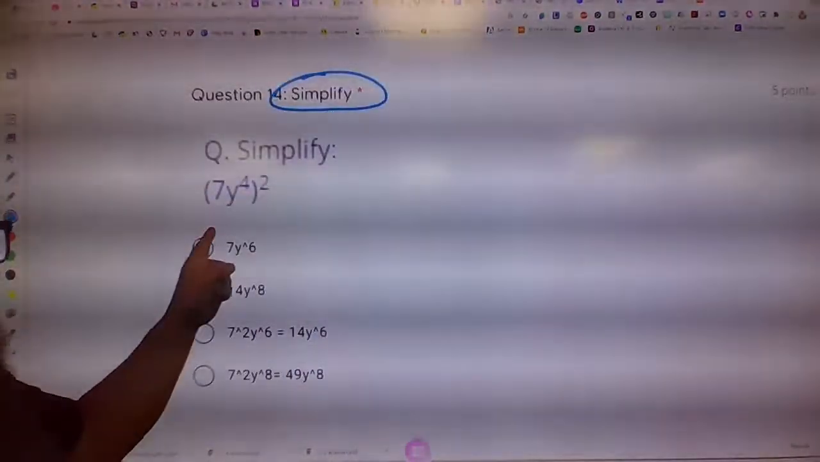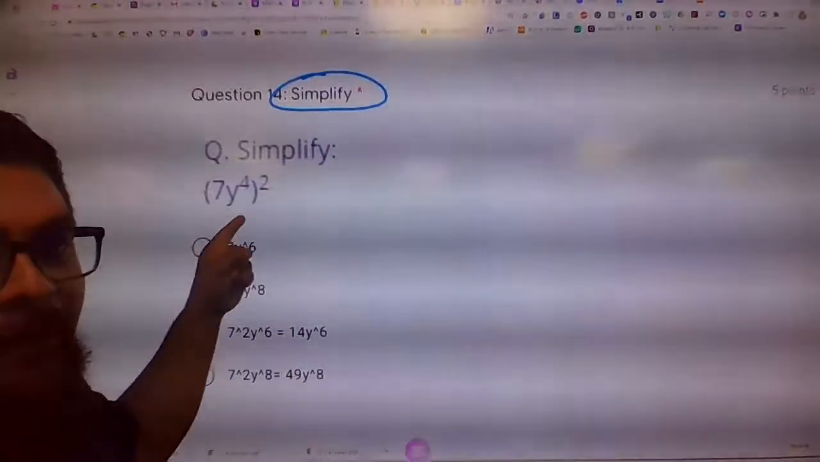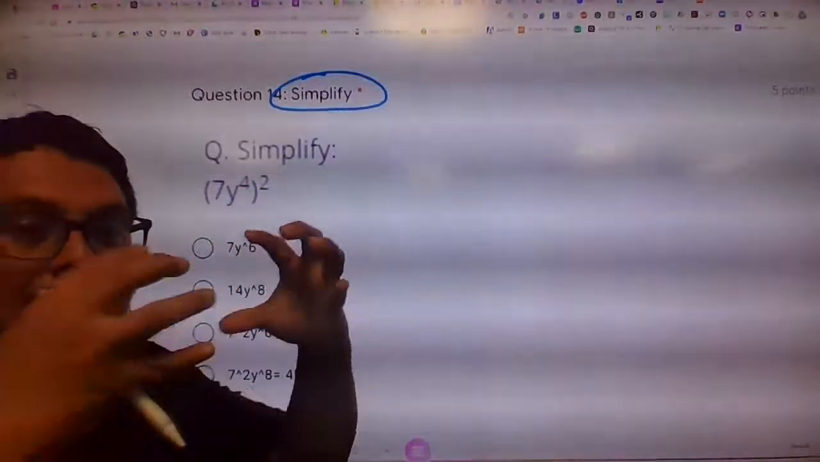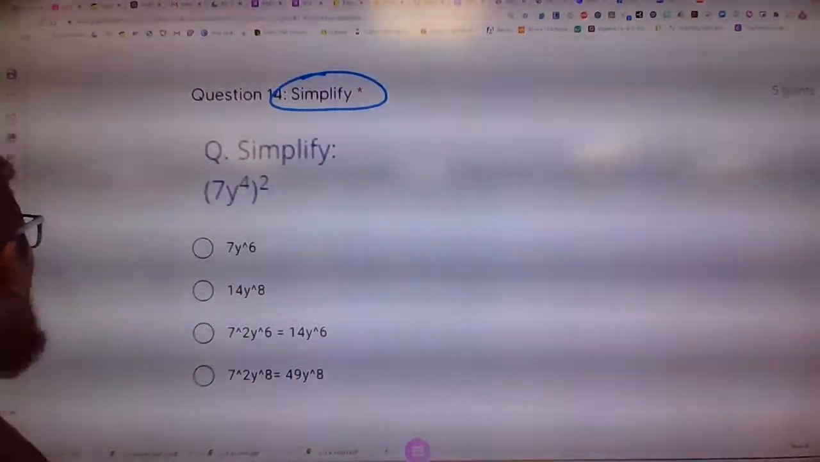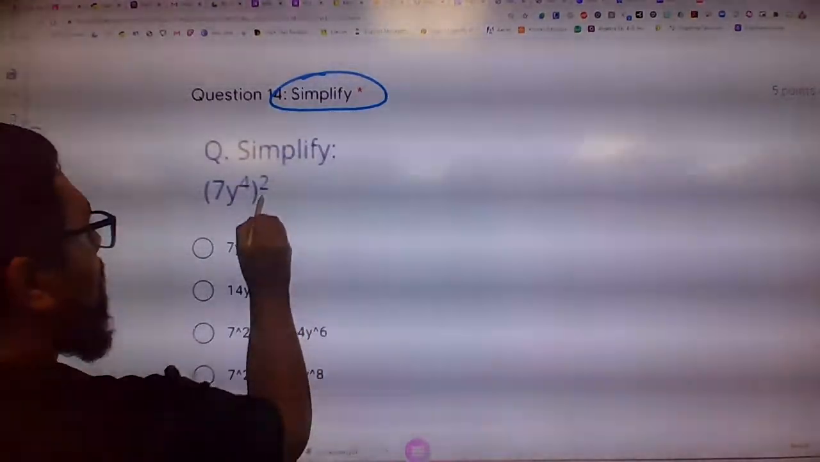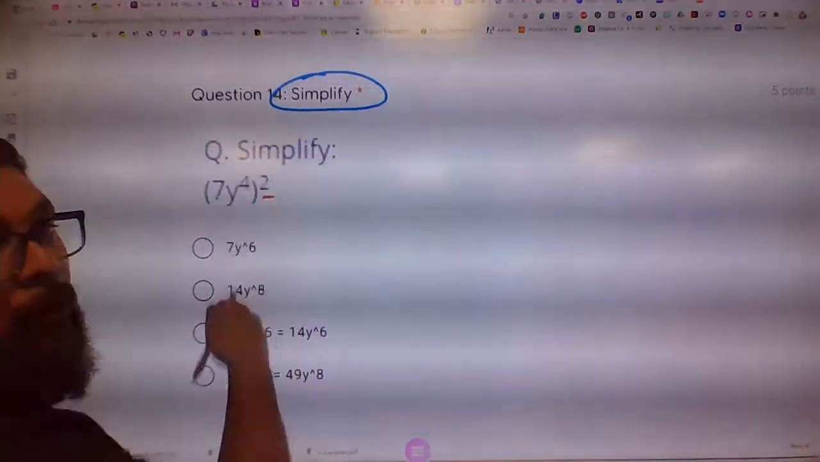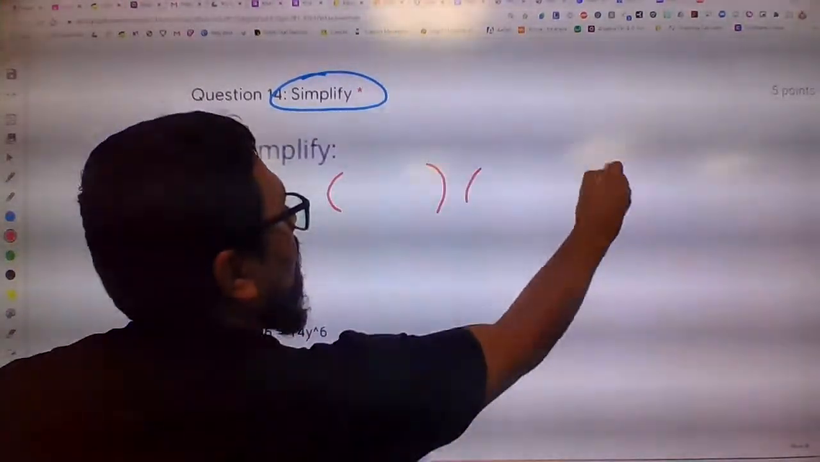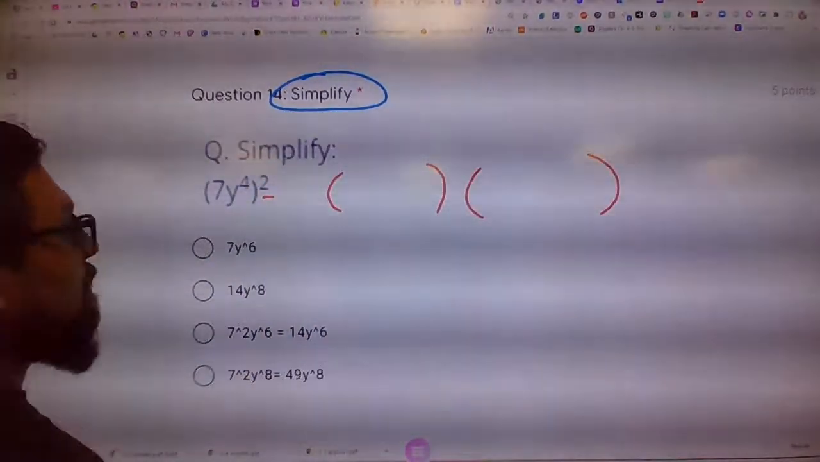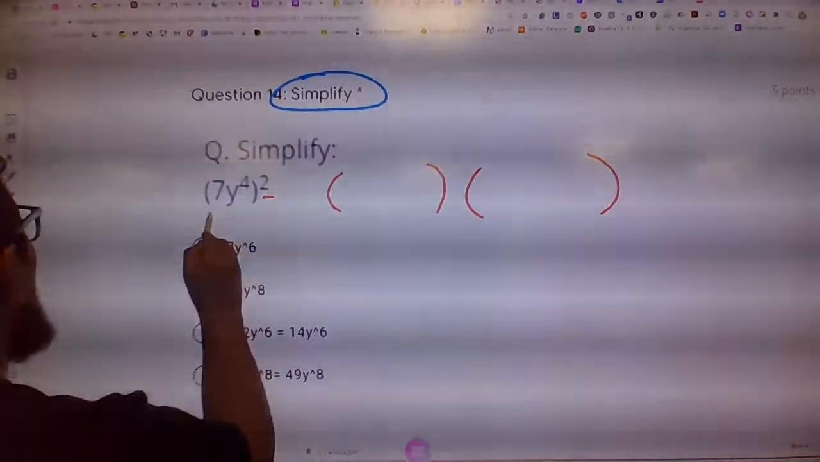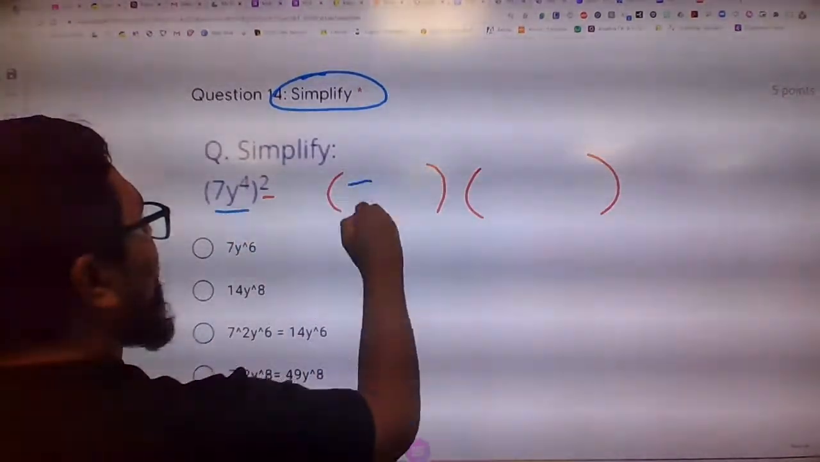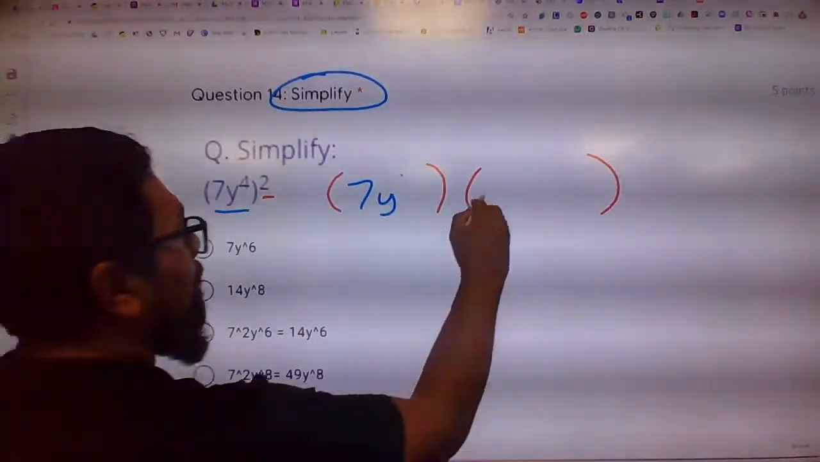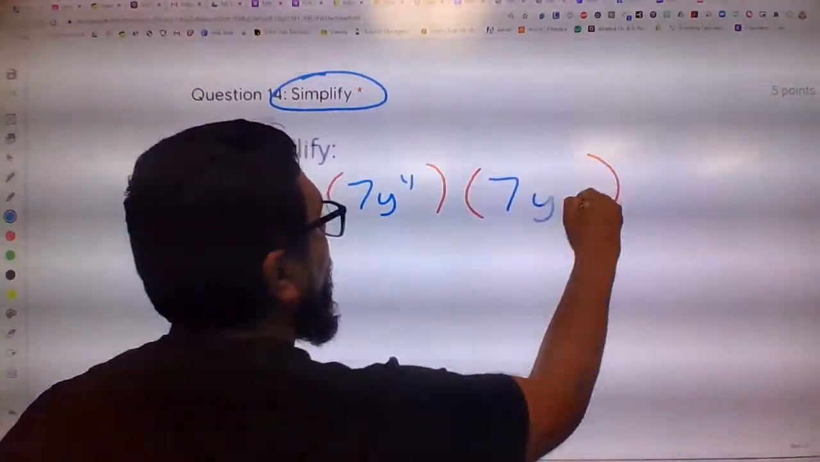So I have a power of a power, right? It's like the little dolls, right? So remember that. Again, this is from 1.4. So we got to do 2 parentheses like that, yes? And then we got to write this inside. So 7y to the 4th, 7y to the 4th.